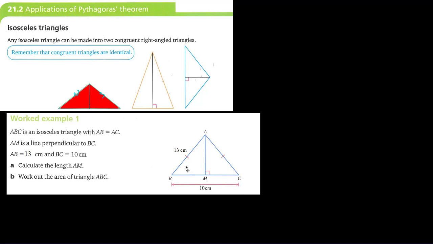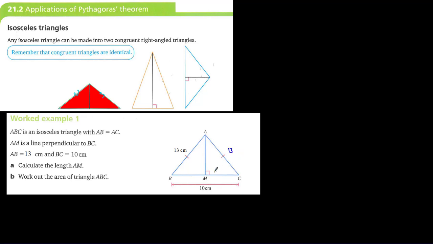So here there is an isosceles triangle. The sides are 13 and the base is 10 centimeters. Calculate AM, then work out the area of the triangle. We need to remember the formula here. If this is 13, this is also going to be 13. We need to remember that one.